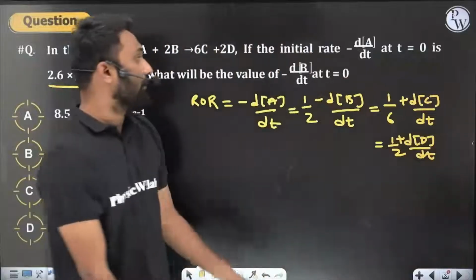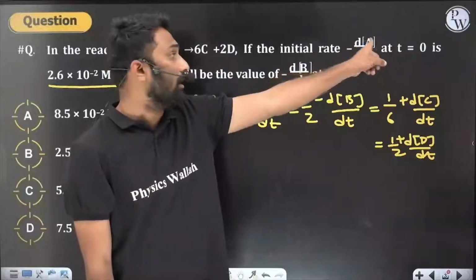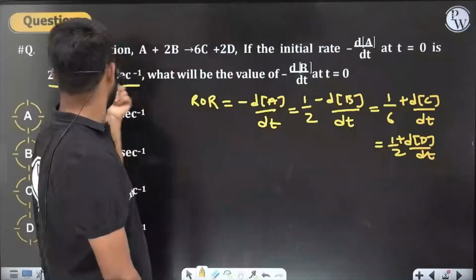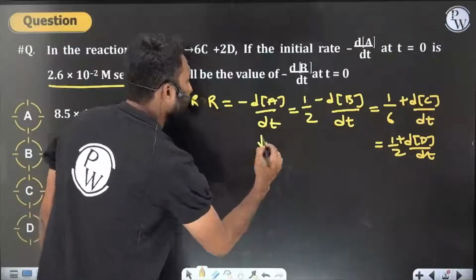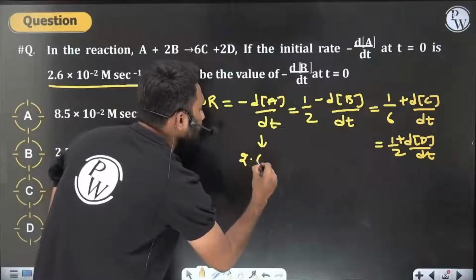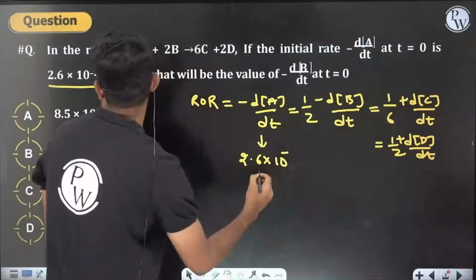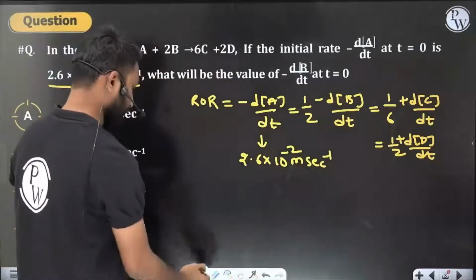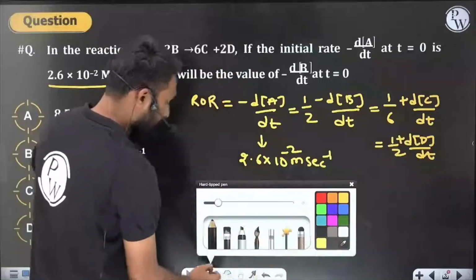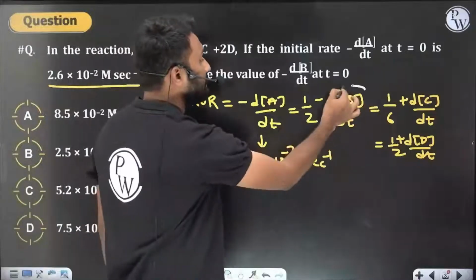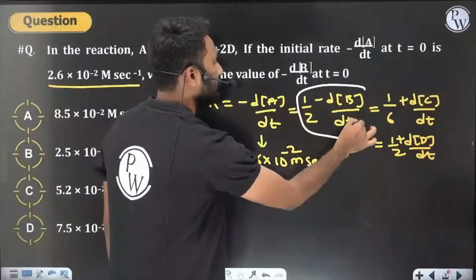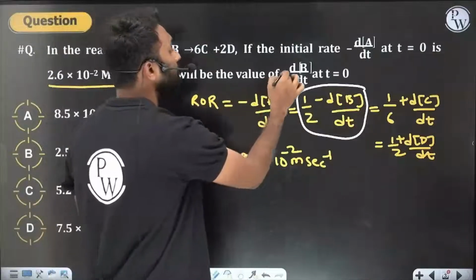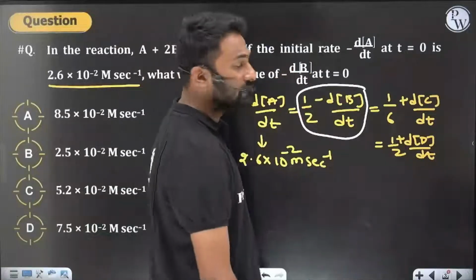Now here, the initial rate of minus dA by dt at time t equals 0, how much have they given? 2.6 into 10 to the power minus 2 molar second inverse. But what is he asking? He is asking at the time t equals 0, what is the value of change in concentration of B?